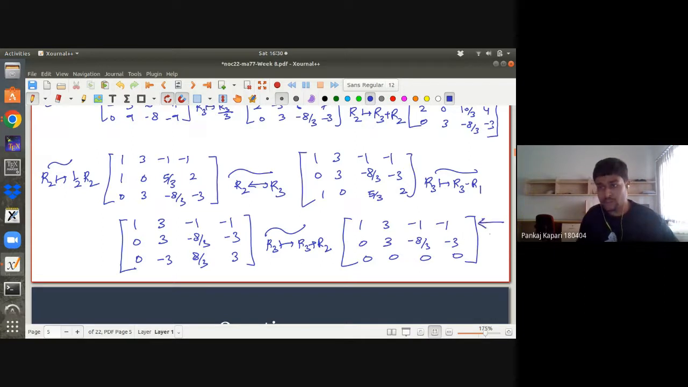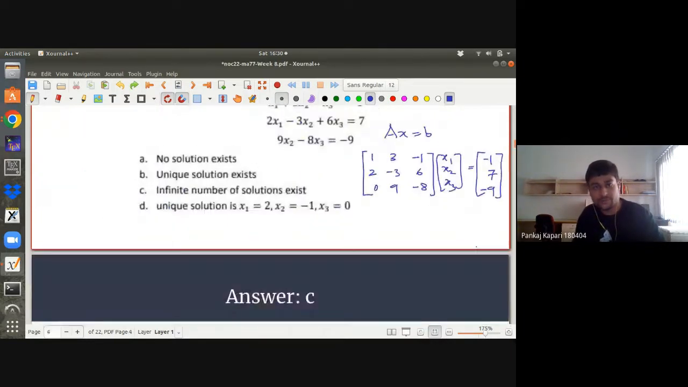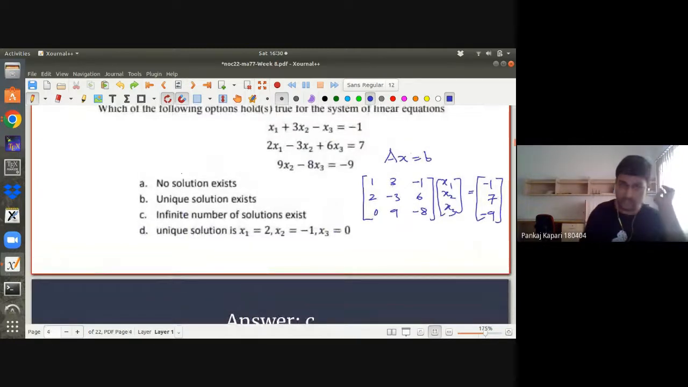So there are only two equations. The first row gives equation 1, the second row gives equation 2. So there are two equations and three variables. That means there are an infinite number of solutions. So that's why the correct answer here is that there are an infinite number of solutions.